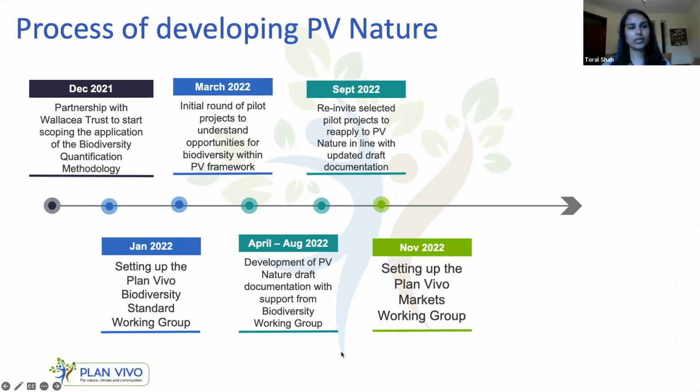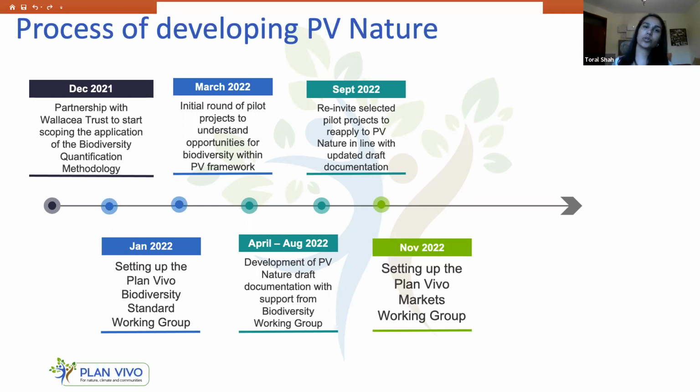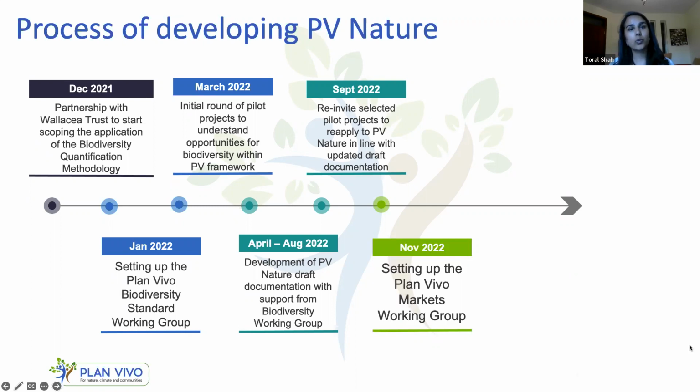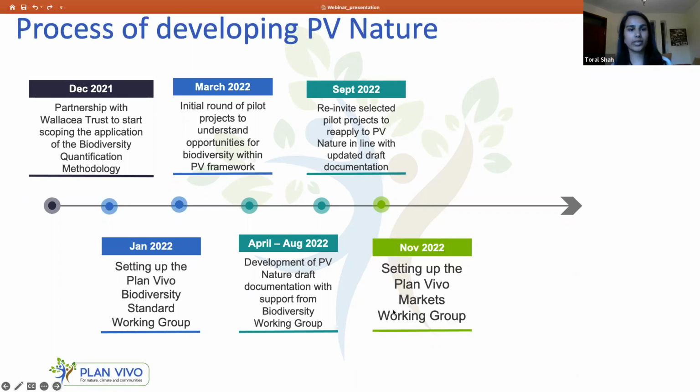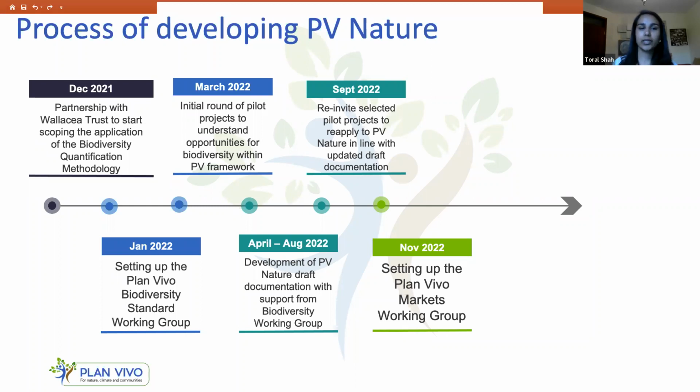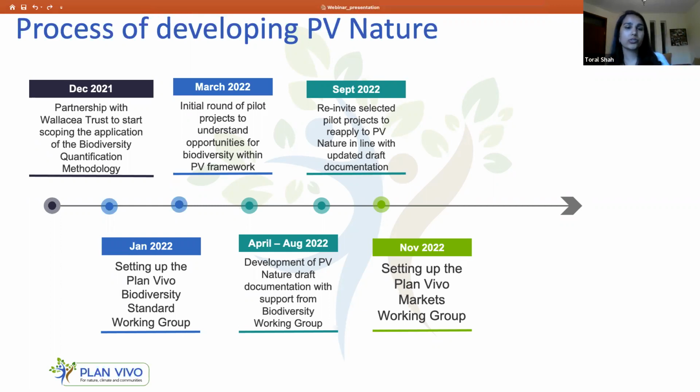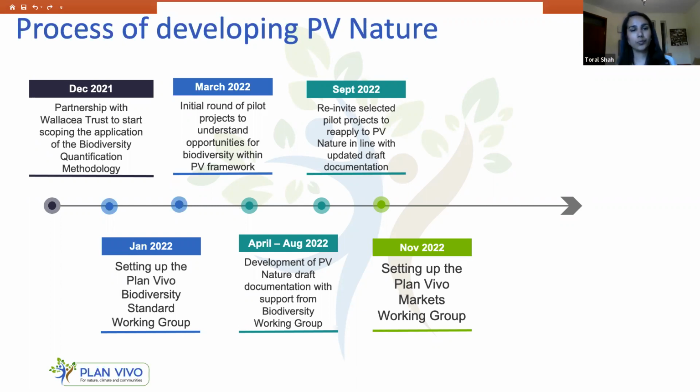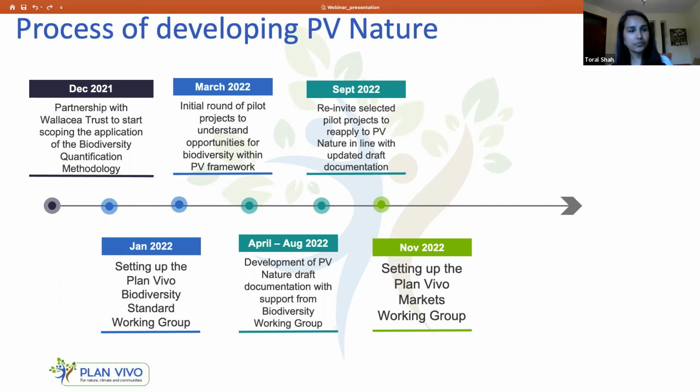So towards the end of last year, as the progress of the standard continued, it became more apparent that in order to deliver robust biodiversity projects that have credible benefits, we needed to investigate the biodiversity market section a little deeper. So we put together a biodiversity markets working group with different market actors, including resellers, investors, development agencies, and conservation organizations, to really help us understand where the demand is and how we can best provide projects that deliver on that demand.